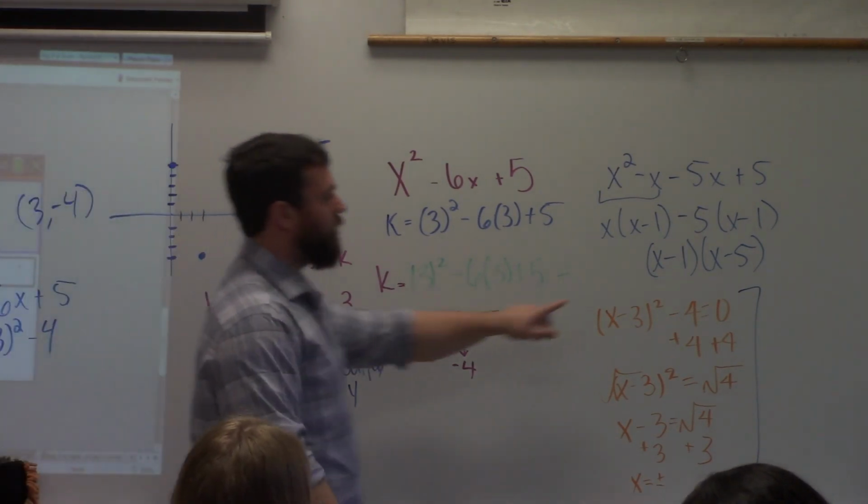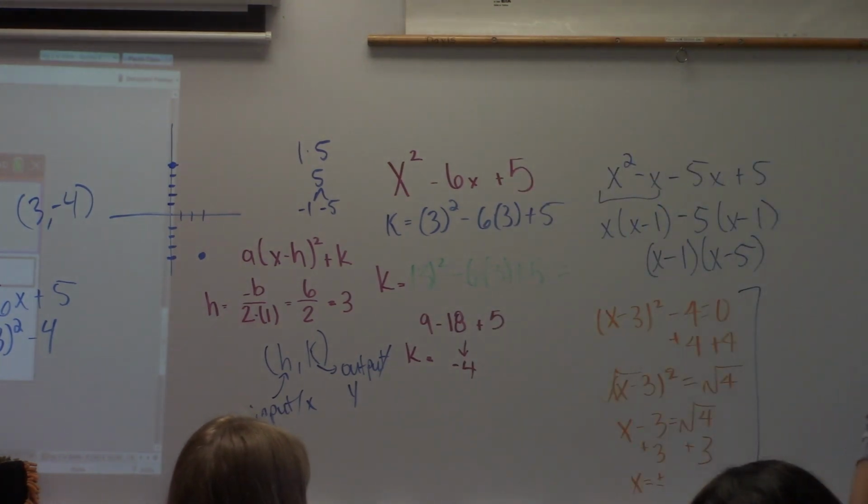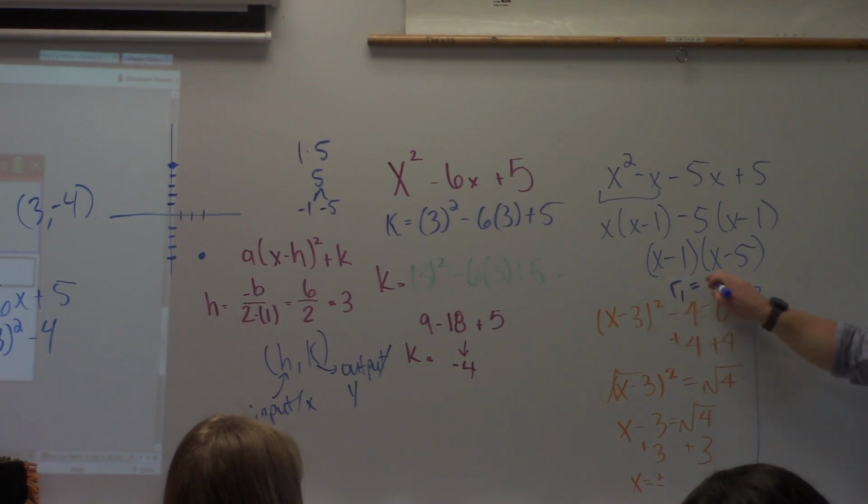When I look at this factored form over here, what features can I easily see? R1 and R2. The what? R1 and R2. What is my first root? 1. What's my second root?